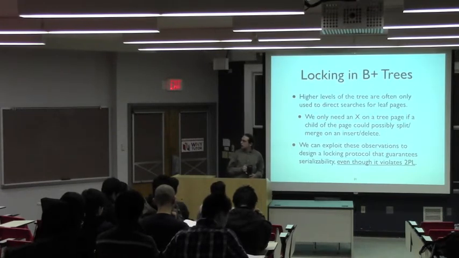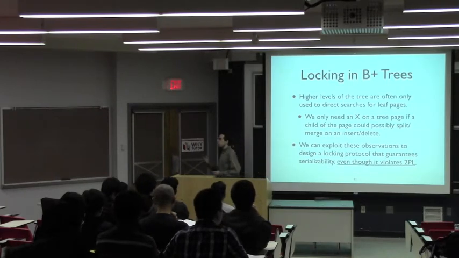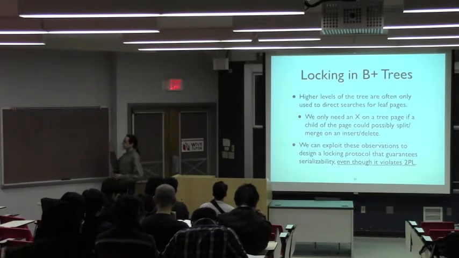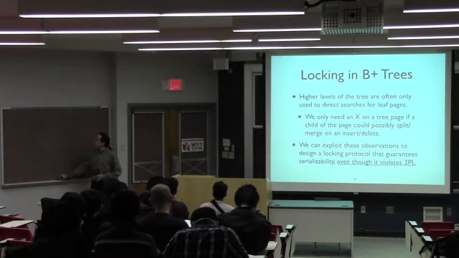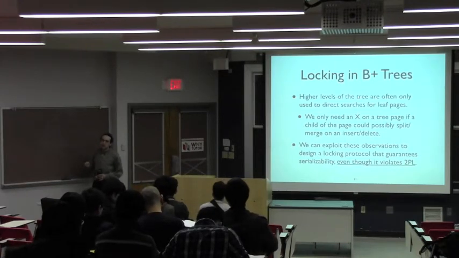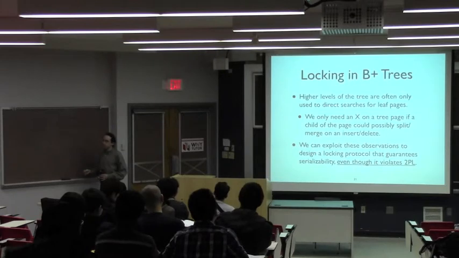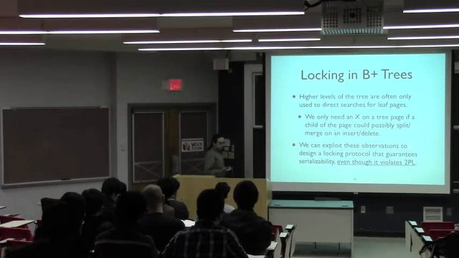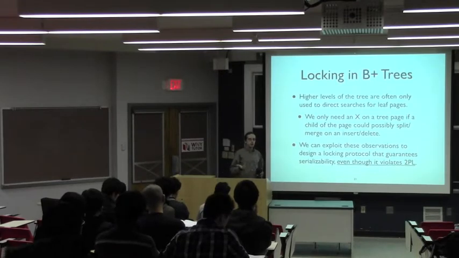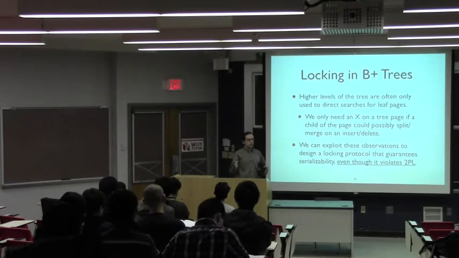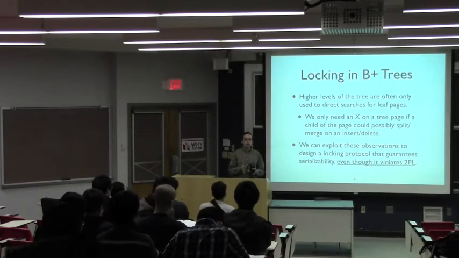Now, to make this a little more concrete, when we're modifying a tree index, we only have to have a lock on the subset of the tree pages that could potentially be modified. Now, what are the conditions for a tree node to be modified in a B plus tree? So when does a B plus tree node go away or get merged with one of its peers?